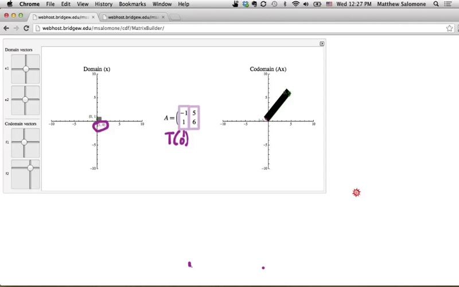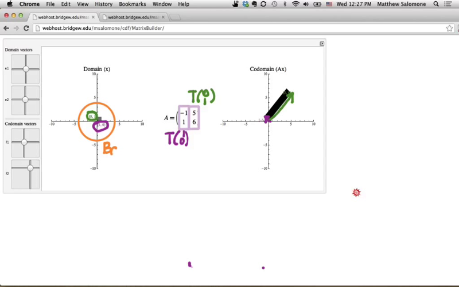And the second column was the image of the vector 0, 1, T of 0, 1. And because in this example 1, 0 is being sent to negative 1, 1, and 0, 1 is being sent to 5, 6, that's what told us the two columns that make up this standard matrix. But again, this whole process was dependent upon us having chosen in the domain those two vectors as our basis.